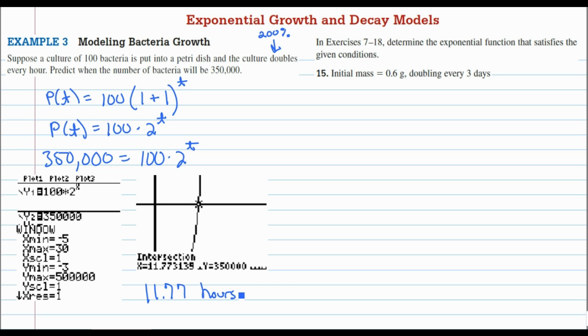The now try problem for example 3 is number 15. Same instructions. Determine the exponential function that satisfies the given conditions. So the initial mass is 0.6 grams and that mass is doubling every 3 days. Interesting. Every 3 days. So not every day, but every 3 days.